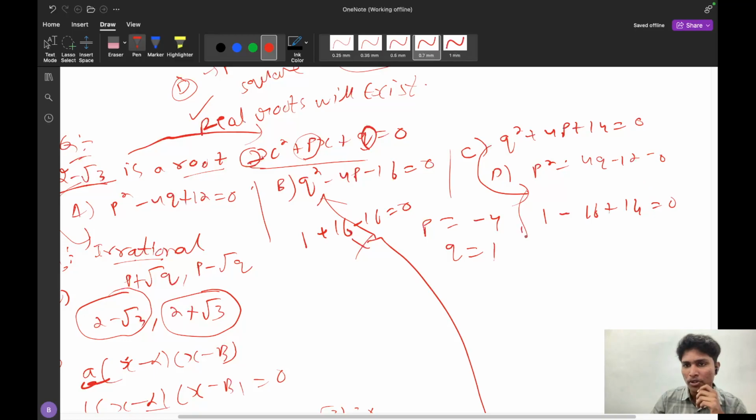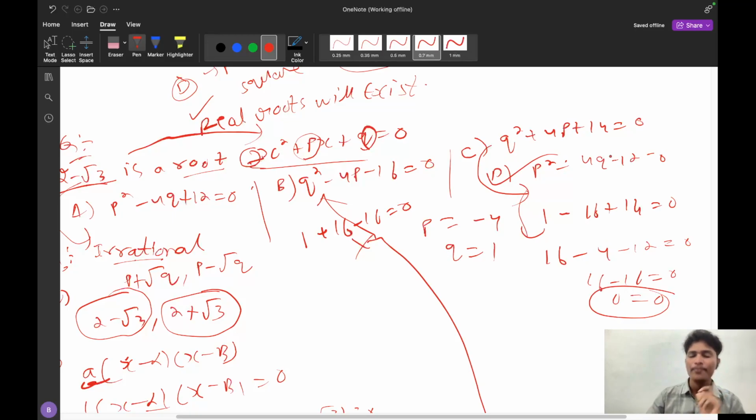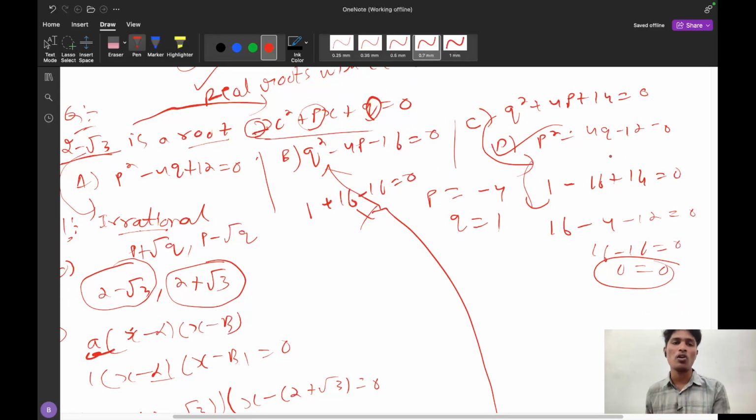Next, if I take the fourth option, p square is minus 4 whole square, it is 16 minus 4 minus 12. 16 minus 16 is equal to 0. Yes, it is 0 equal to 0. So the answer is D. Like this you have to solve.